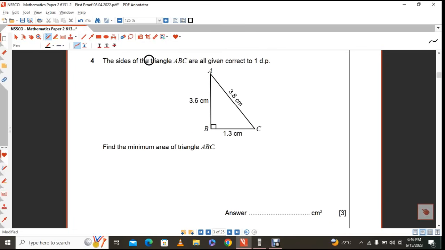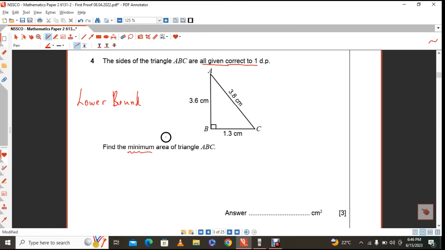We get to question four. This question says the sides of a triangle are given, all correct to one decimal place. The moment you are dealing with all correct, this means there's a limit of accuracy with regard to these measurements, and you are now told minimum area, and minimum area means that you must calculate the lower bound.